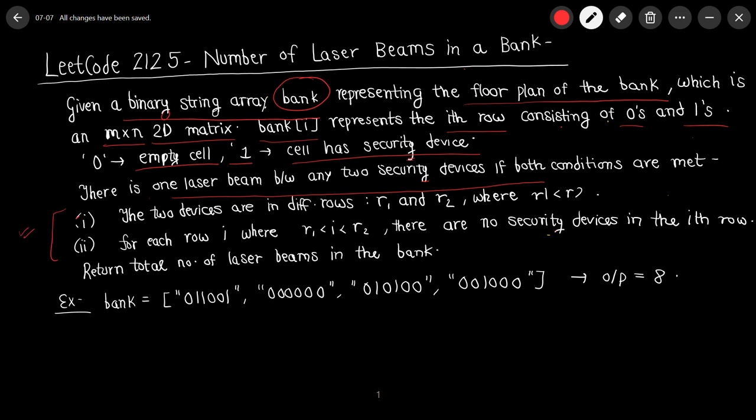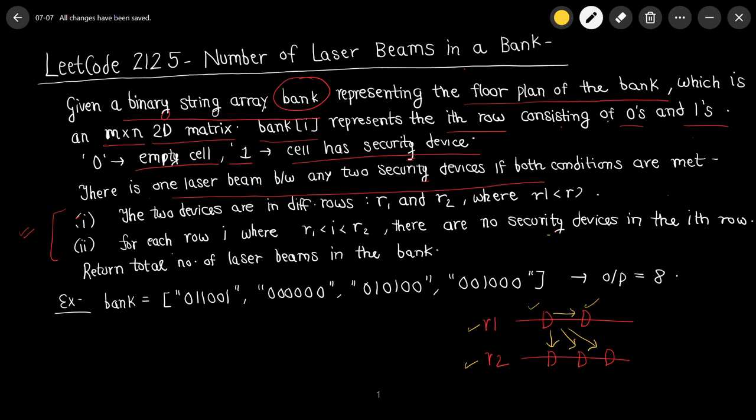The first condition is that the two devices should be in different rows. Suppose we had two rows R1 and R2, and R1 had two devices and R2 had three devices. The first condition says that a beam can exist between two devices if they are on different rows like this. You cannot have a beam from this D to this D because both of these devices are in the same row. So this is our first condition.